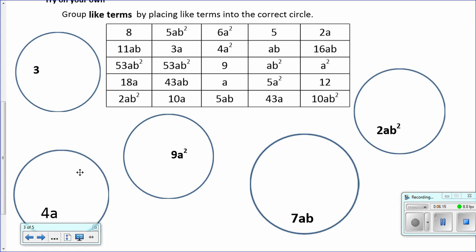Okay. So you should have all these numbers, letters, all that stuff in the right circle. Okay? And we will check that next class. But let's go ahead and move on.